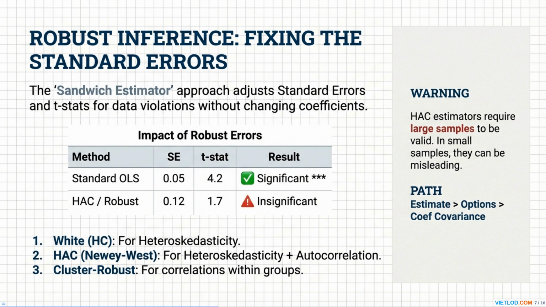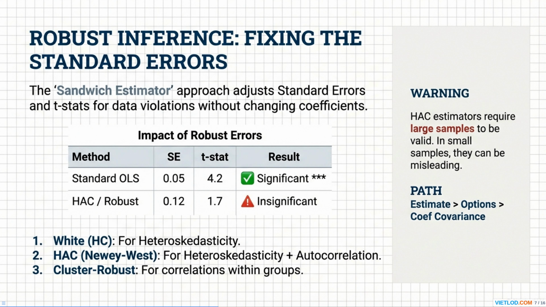The table powerfully illustrates this. A coefficient significant under standard OLS with a t-stat of 4.2 can become insignificant with a t-stat of 1.7 after applying HAC robust errors due to an increased standard error. This prevents false conclusions. A critical note: HAC estimators require large samples to be valid. In small samples, they can be misleading.